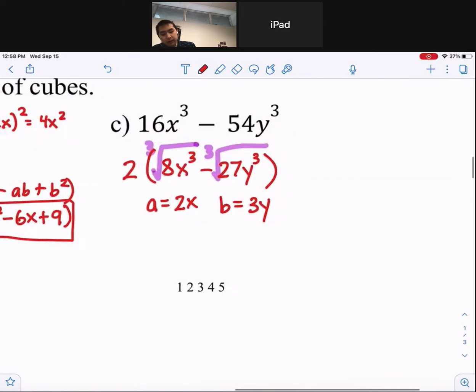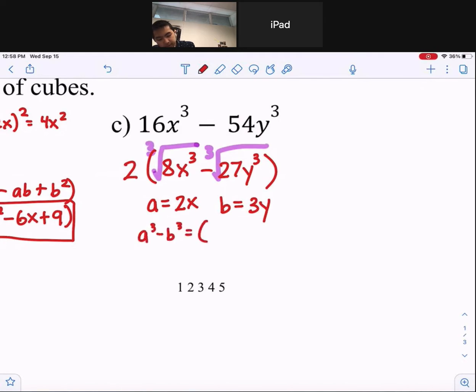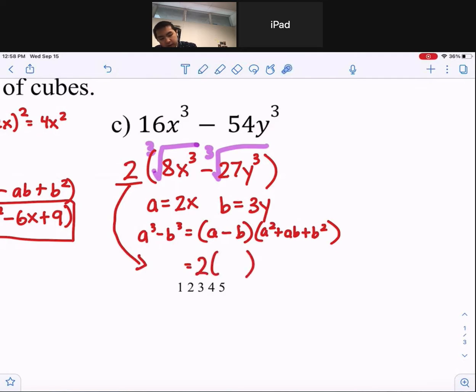Now we use the formula to plug in our a's and b's, right? a cubed minus b cubed: a minus b, a squared, ab, b squared. Same, opposite, always positive. So now we just plug in our a's and b's. Please do not forget the 2 that we factored out from before. Our a is 2x and our b is 3y. So 2x minus 3y.